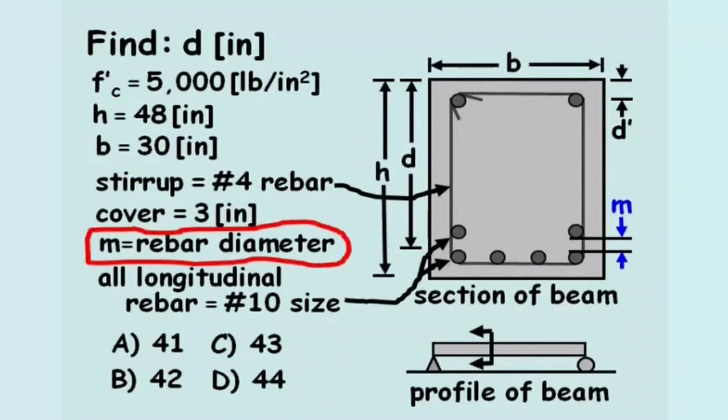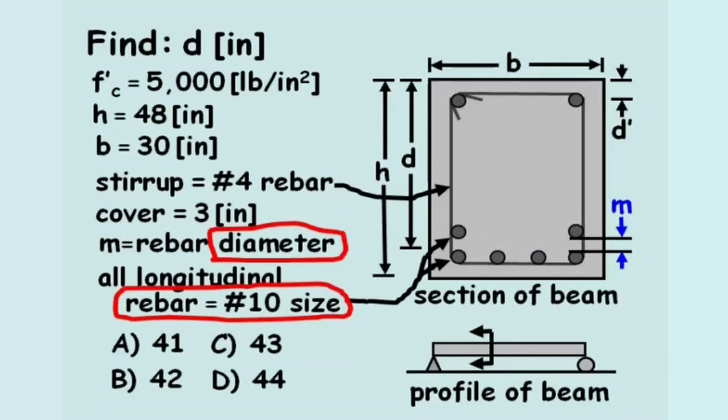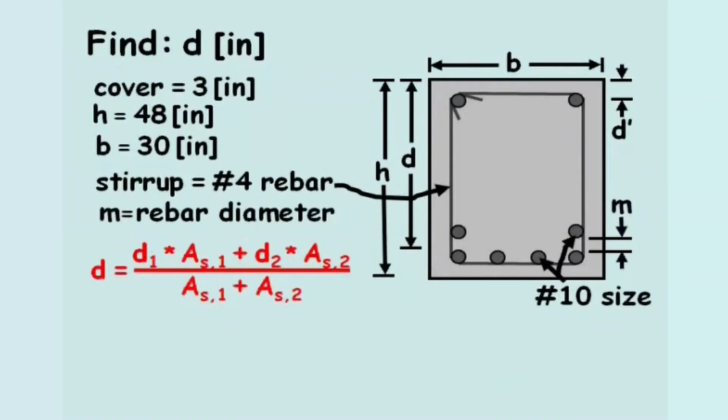tension rebar, where the rebar diameter for M is equal to the diameter of the longitudinal reinforcing bars of steel. The depth to tension steel for the entire beam, D, equals the average of the depth to tension steel for each layer of tension steel weighted by the area of steel in each layer. For this equation, we'll define layers of tension steel 1 and 2, as shown.